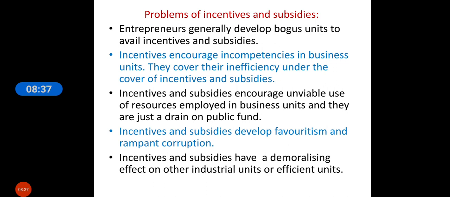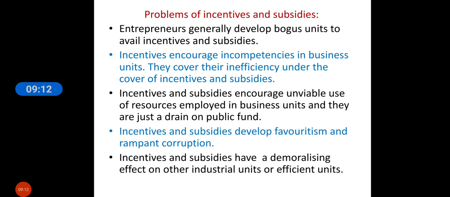The genuine people, you must be seeing, are not able to get incentives. Incentives generally go into the hands of those who already have advantages. They are getting incentives and subsidies every time, but those who really need them are not. Then incentives and subsidies have a demoralizing effect on other industrial units or efficient units also, because they are not getting anything, so they are demoralized.